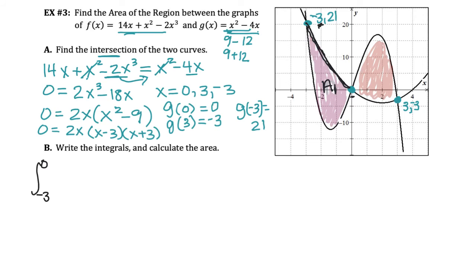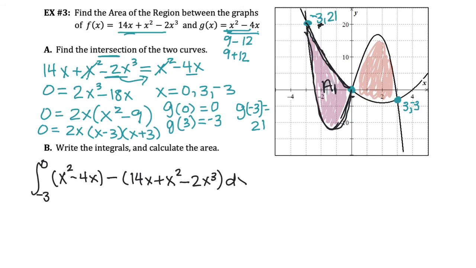And it's going to be what function's on top, which is going to be x squared minus 4x minus the function on bottom, which is this cubic function. It's this portion right here. So that's going to be 14x plus x squared minus 2x cubed. And then don't forget your dx. That's going to be the setup for area 1, and we need to label that area 1 equals.